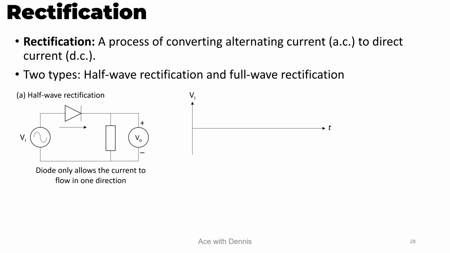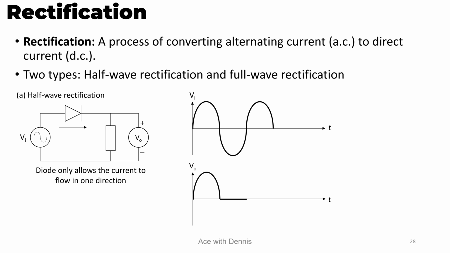And this is how the waveform looks like. We have V in and V out. When the V in is in the positive cycle, the V out will follow. When the V in is in the negative cycle, then the V out will be 0. Then repeat the same process. The V in is in the positive cycle again. The V out will follow. Negative cycle of the input, the V out becomes 0.